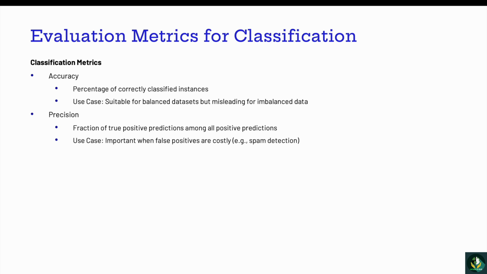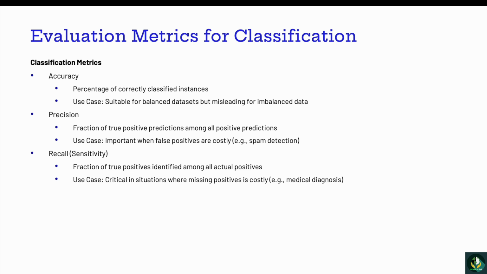Example, spam detection. Then we have recall, or also called sensitivity, which is the fraction of true positives identified among all actual positives. So it's true positives divided by true positives plus false negatives. And the use case for this is critical in situations where missing positives is costly. Example can be medical diagnosis.